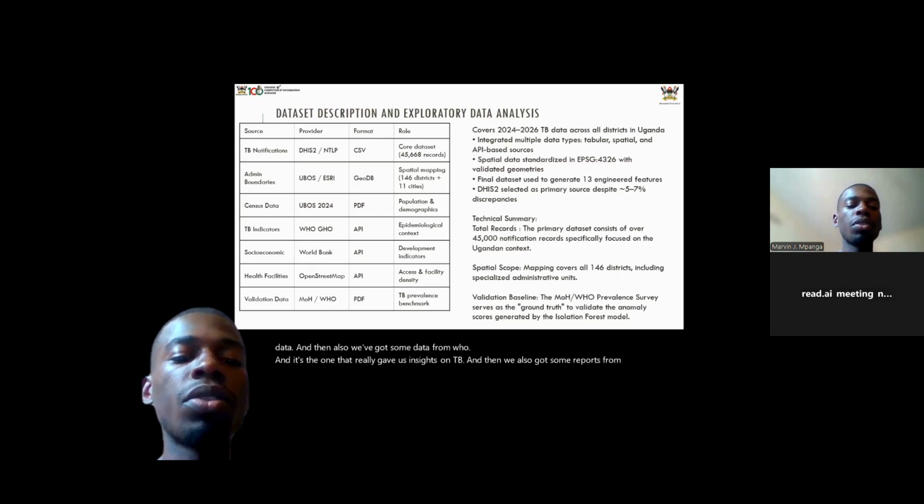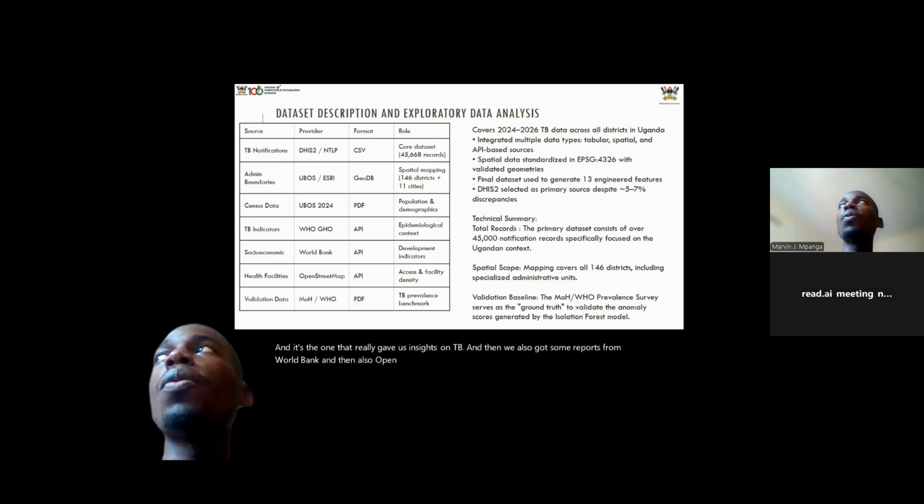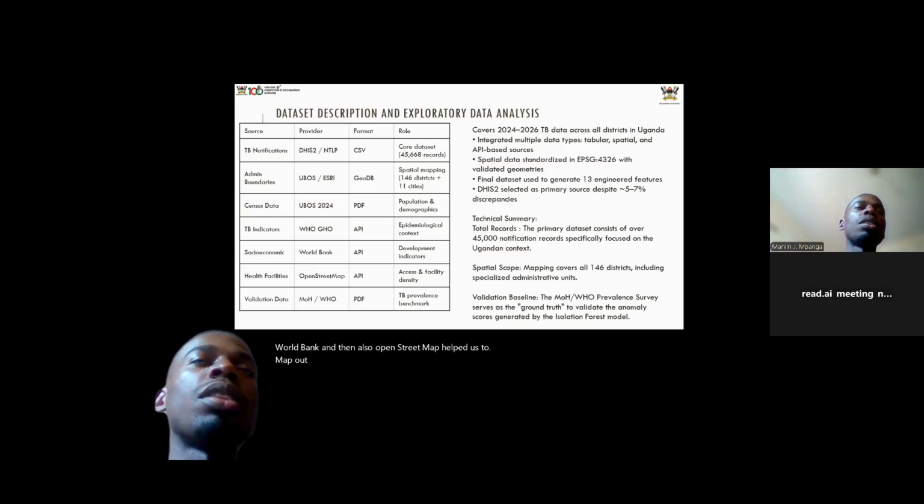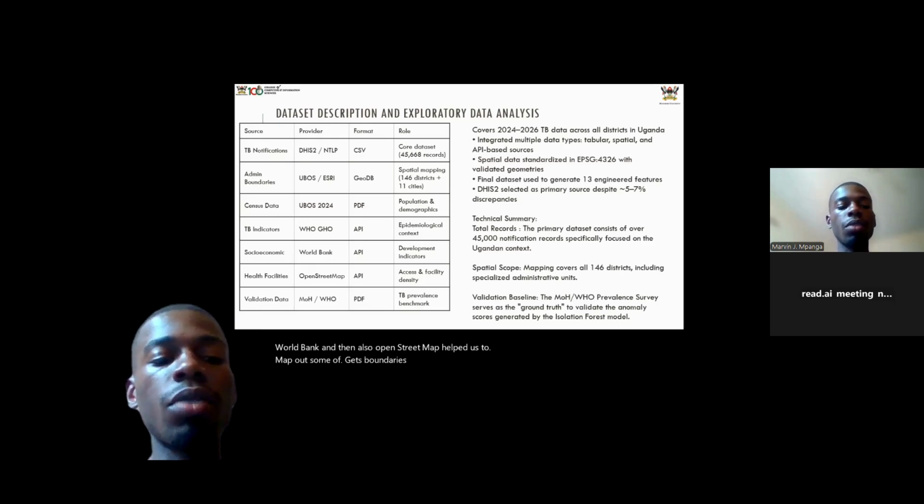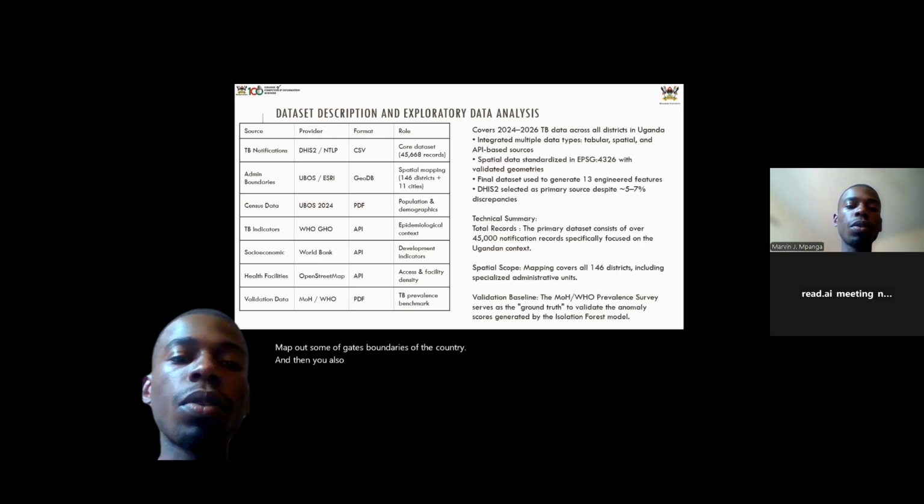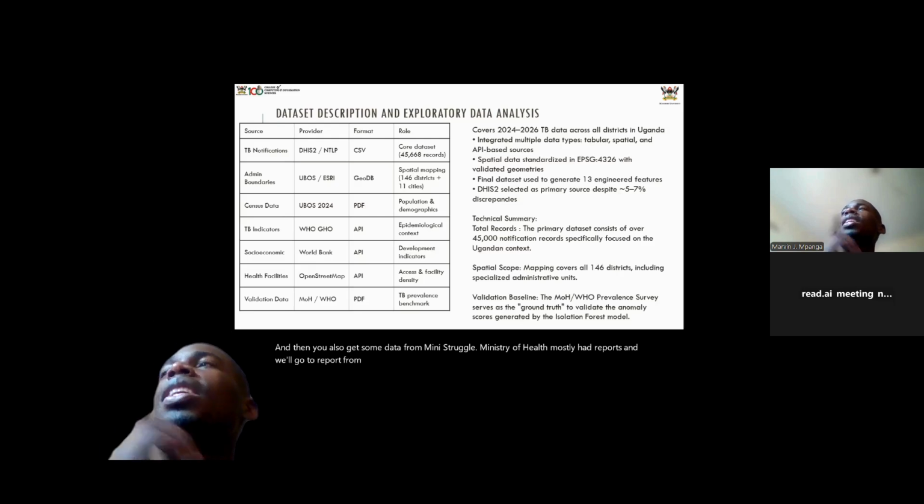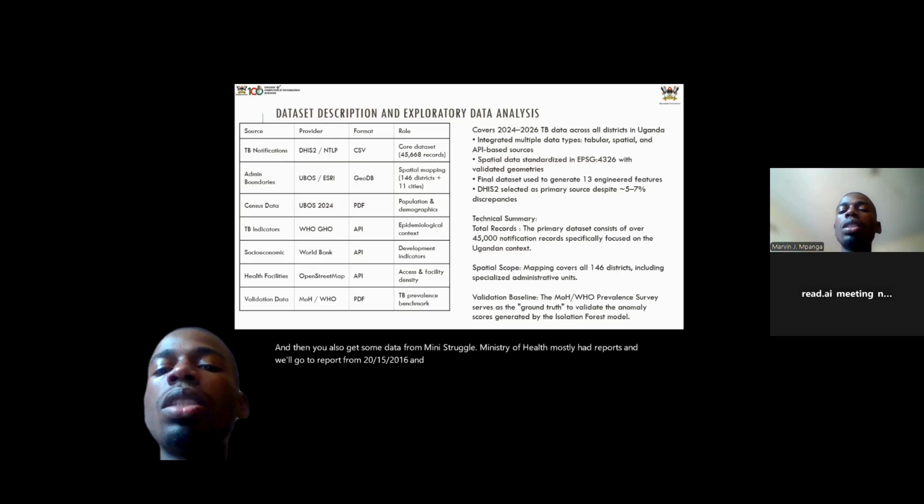And then we also got some reports from World Bank. Then also OpenStreetMap helped us to map out the boundaries of the country. And then we also got some data from Ministry of Health. Ministry of Health mostly had reports, and we got a report from 2015, 2016, and that was a report talking about TB.